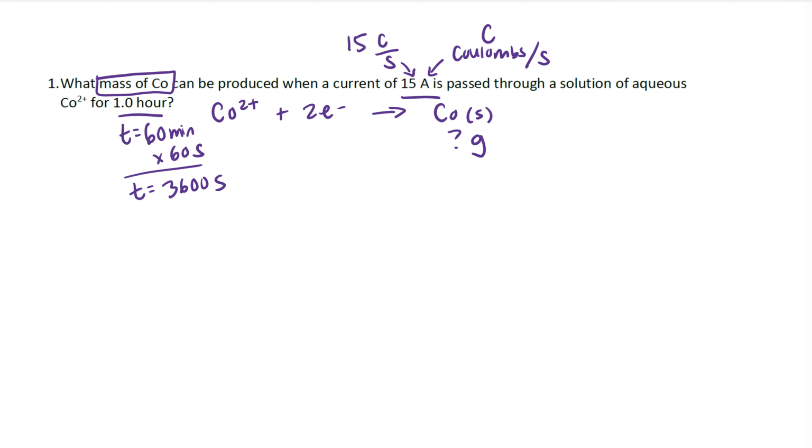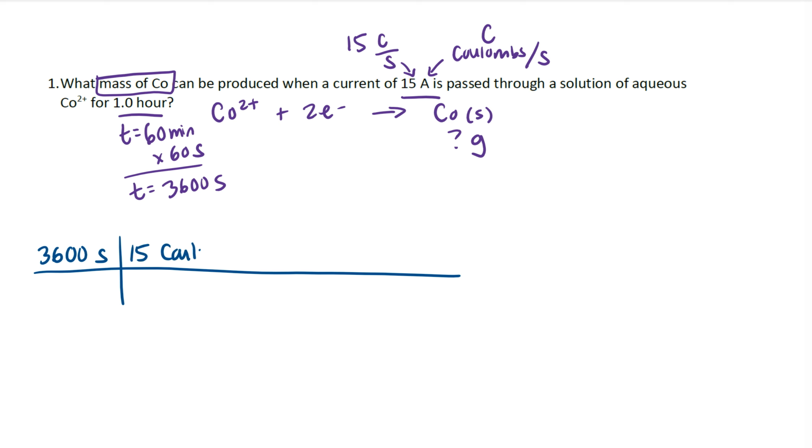All right, so now for all of the dimensional analysis, it starts with how much time we are going to run this cell, and it's 3,600 seconds as your starting point. And we know that the current is 15 amps, or in other words, 15 coulombs per second. So I'm going to put 15 coulombs over 1 second. So seconds cancel out.